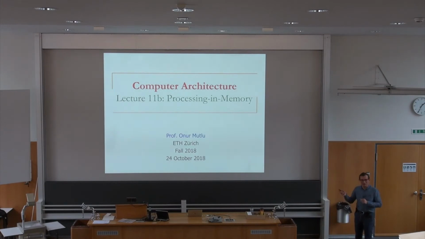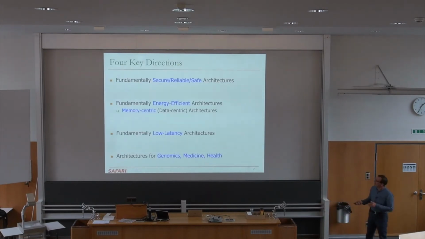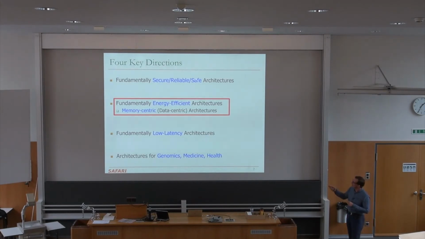So we're going to do a treatment of it, but clearly we're not going to be able to cover the entire span of it. I'm going to give you examples of things. But remember, these were some key directions that we were talking about. We've talked about security, reliability, safety. Rowhammer was a very good example. We talked about latency quite a bit.